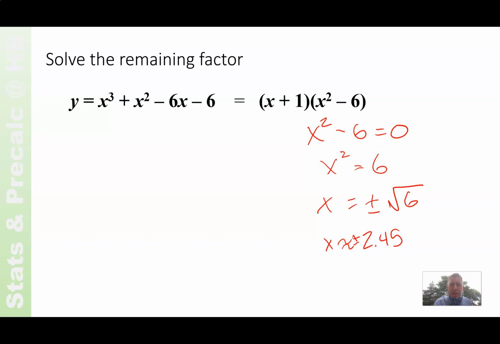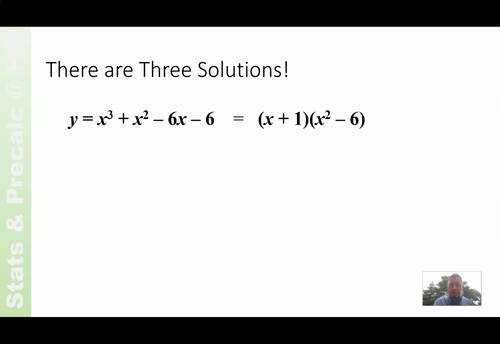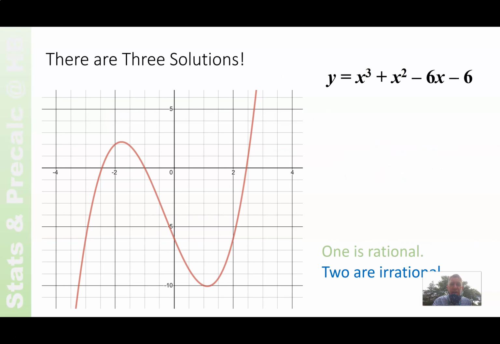Now let's take a look back at that graph again. Oh, sorry, there are 3 solutions. X equals -1, x equals the square root of 6, which is about 2.45, or x equals negative square root of 6, which is about -2.45. Now let's look at that graph again. Here it is, 3 solutions.